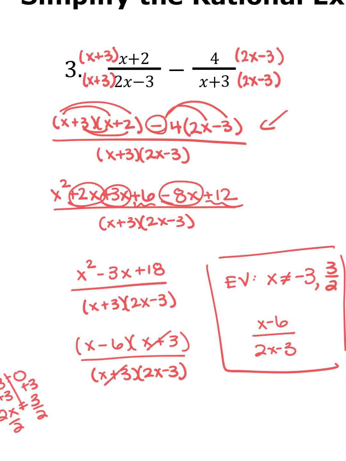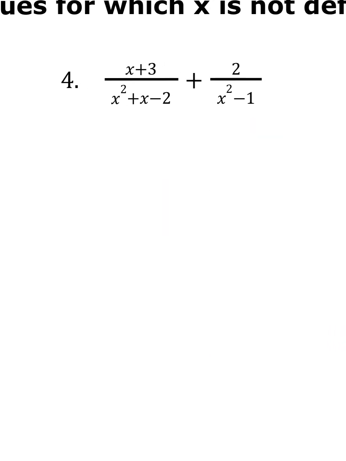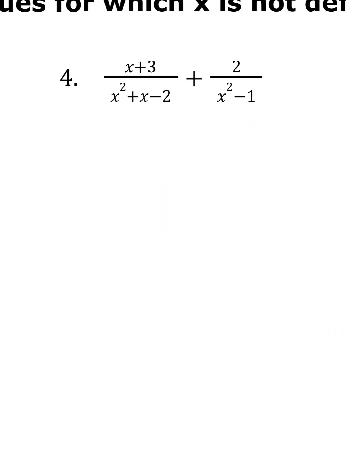Let's go ahead and look at number 4. So in this situation, both the denominators are factorable, so we want to do that first. I know that they're both factorable because they both have x squareds with them. So for this one, I'm looking for two numbers that multiply to a negative 2, but add to a 1. So I'm going to get x plus 2, x minus 1. The right side, I'm looking for anything that multiplies to negative 1, adds or subtracts to 0. So I get x plus 1, x minus 1.